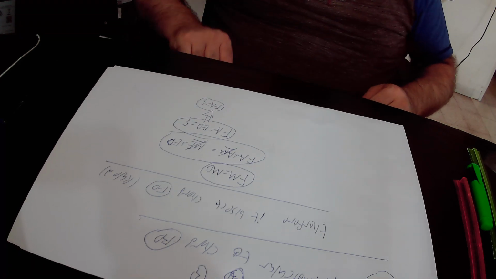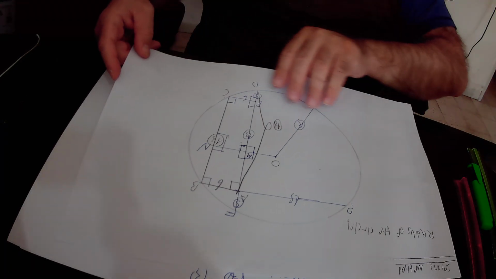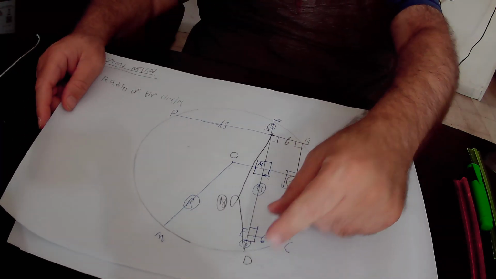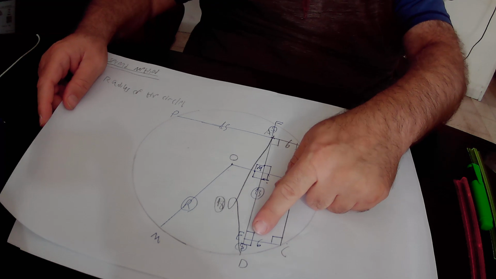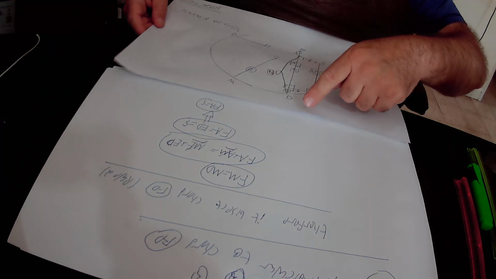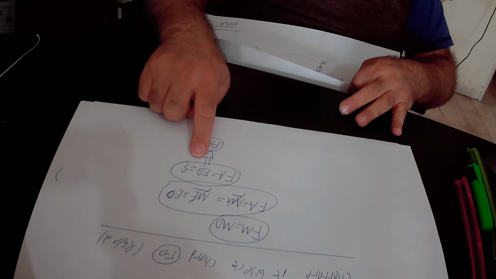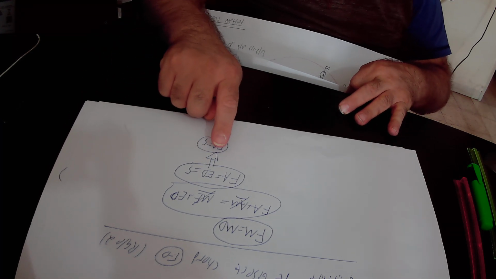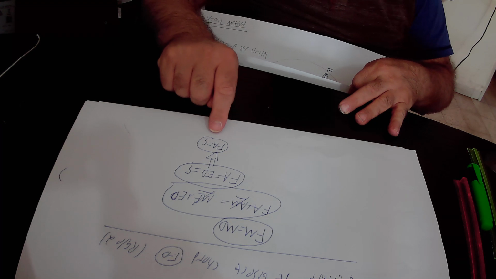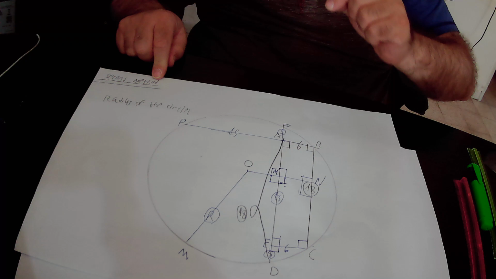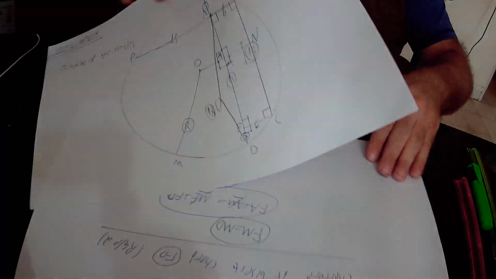Here, chord FA is equal to chord ED. But we have already found out that ED equals 5 units, so we can write here that ED equals 5. And from this equation, FA equals ED equals 5, we will derive that FA is also equal to 5 units. Here, FA is also equal to 5 units.